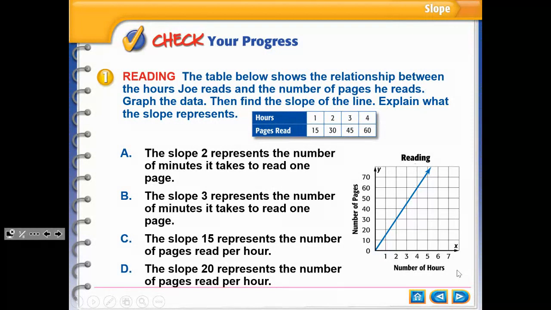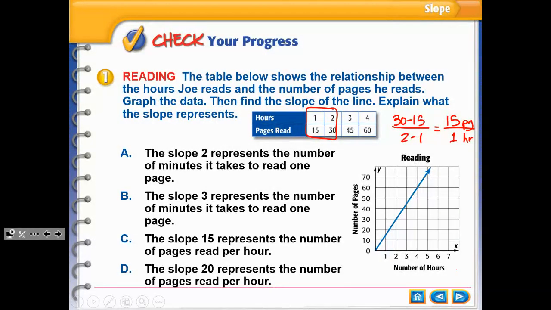Now, in this case, ladies and gents, if I were to just use the first 2 points, although we could use any points, the change from 15 to 30 would be 15. Yes, I like to write the units. The change from 1 to 2, well, that only goes up 1 hour. And so the correct statement is choice C. The slope represents 15 pages read per hour.